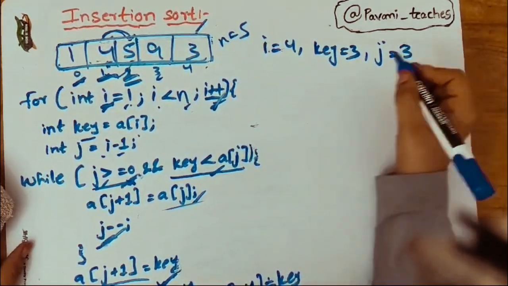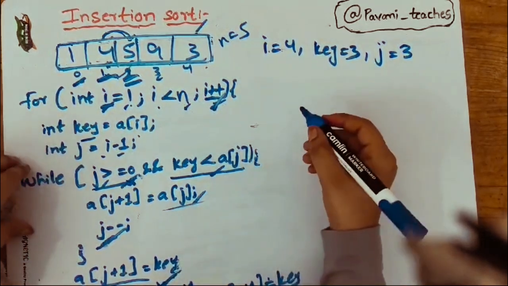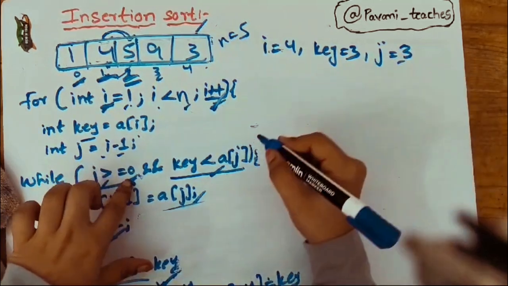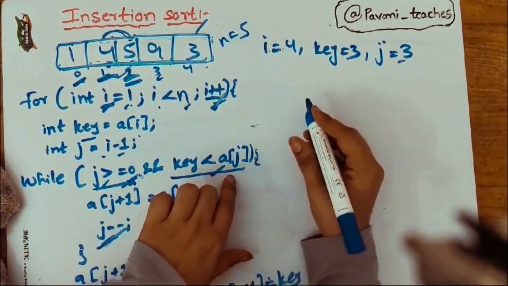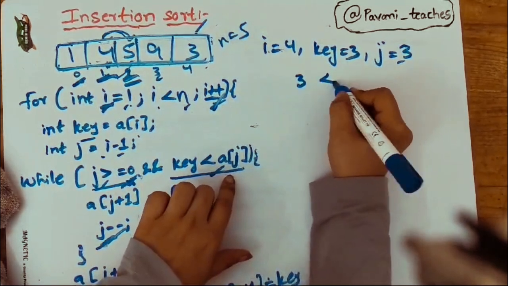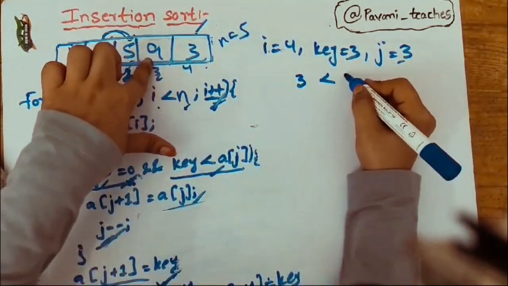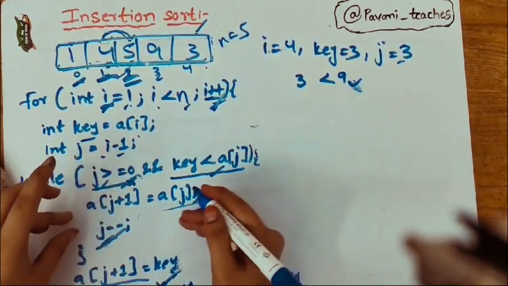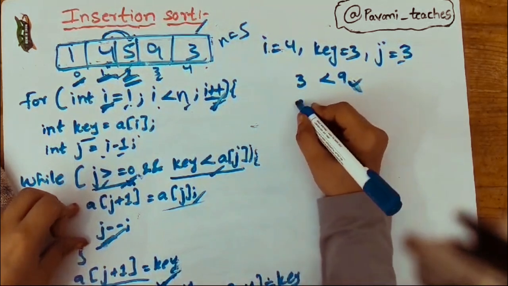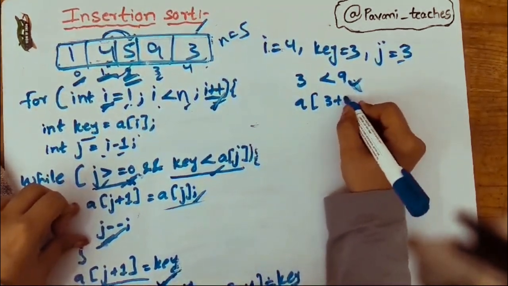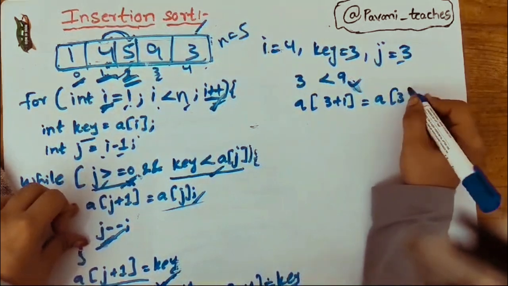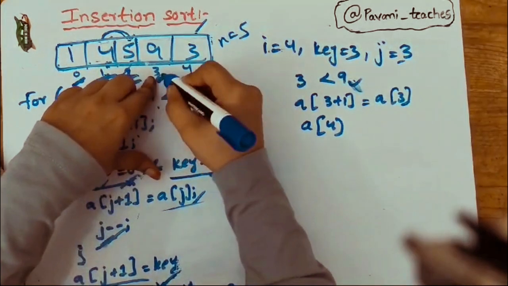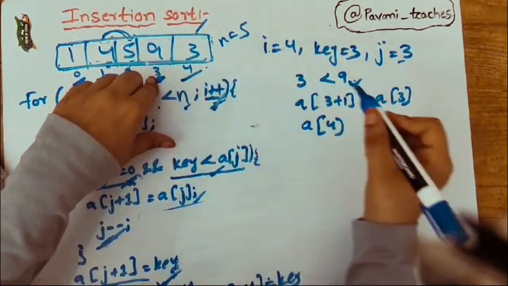equal to 3. Okay, after assigning these two, now again we have to check this value, where j is greater than or equal to 0. Yes, it is true. And if key is less than a of j, that means key is less than a of j, meaning the value of 9. Okay, this is true. As these both conditions are true, it will go inside the while loop and perform these two, that is, a of j plus 1 equal to a of j, where j is equal to 3. Okay, that means we are storing this value of 9 in a of 4.